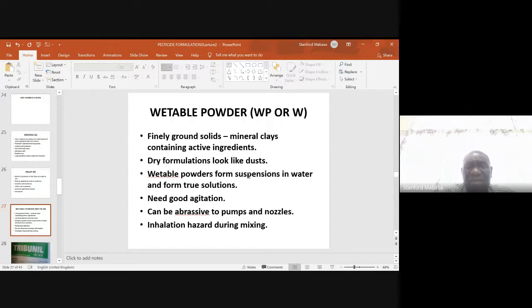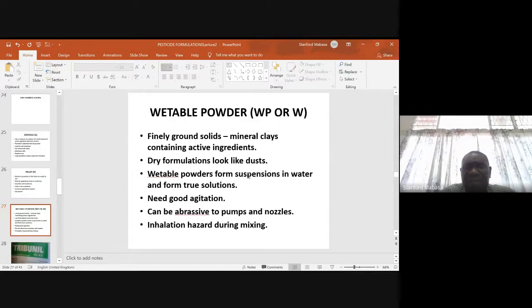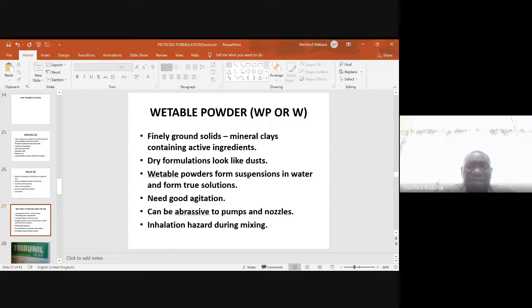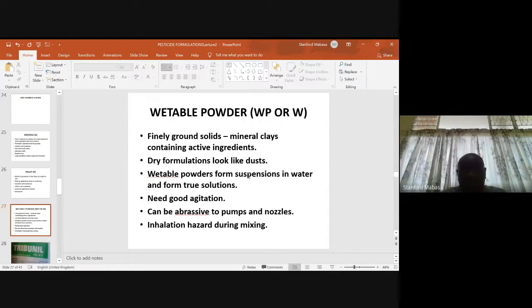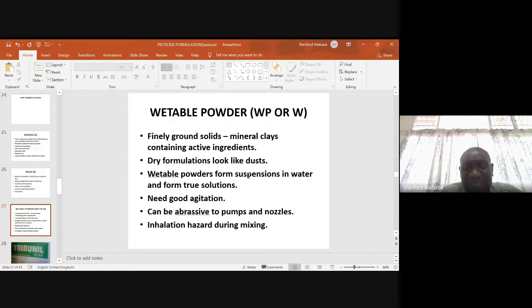But one of the disadvantages is that some particles are abrasive, so they damage pumps and nozzles. That is one of the problems using wettable powders. During mixing, now it's a problem. You can inhale the dust, so you really need a mask. So there's an inhalation hazard during mixing.